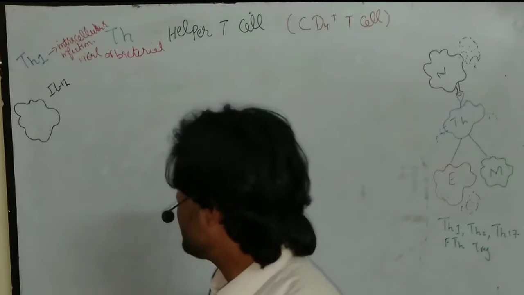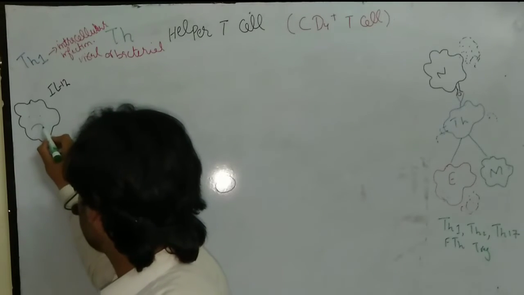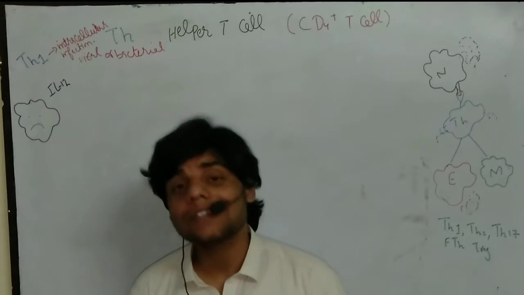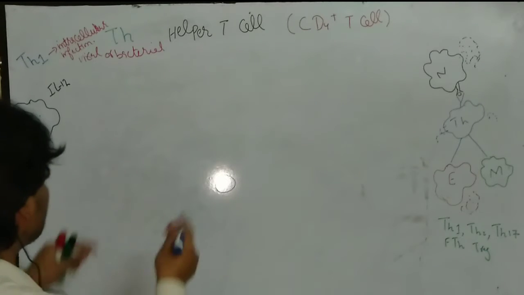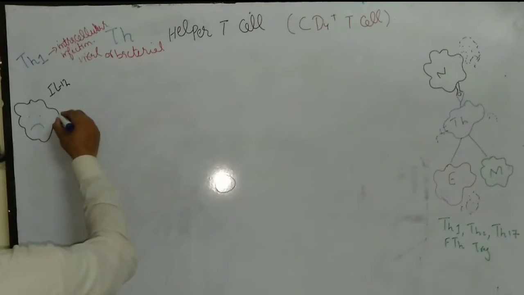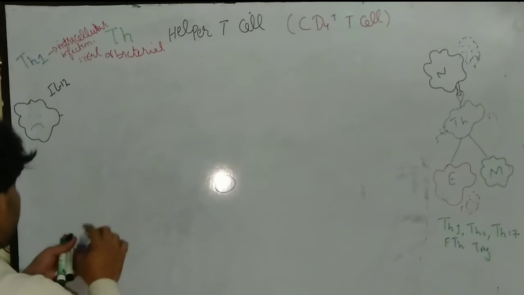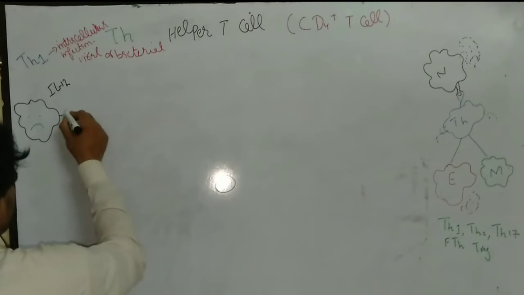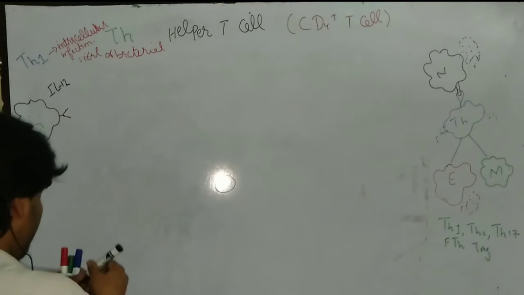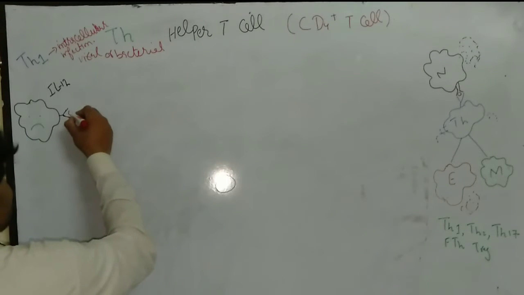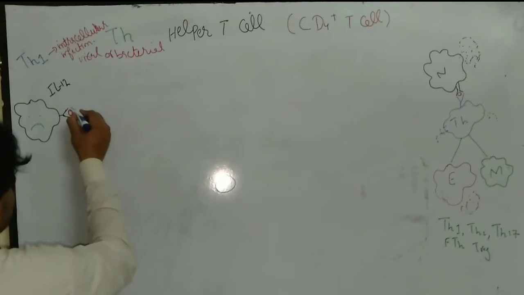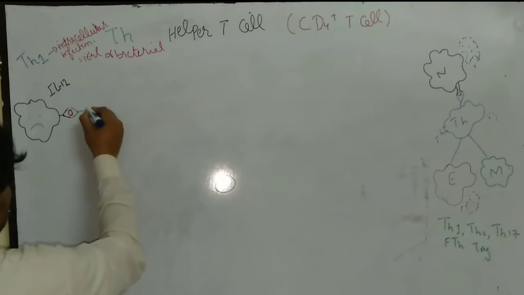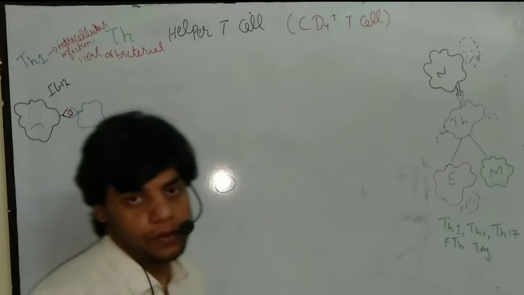This is the infected cell, okay, so it will secrete interleukin 12. Interleukin 12 will activate the naive helper T cell. So the naive helper T cell will come, and let's suppose this is the receptor, as you can see, and from that receptor this cell will express a portion of the antigen. Now this is the naive helper T cell.